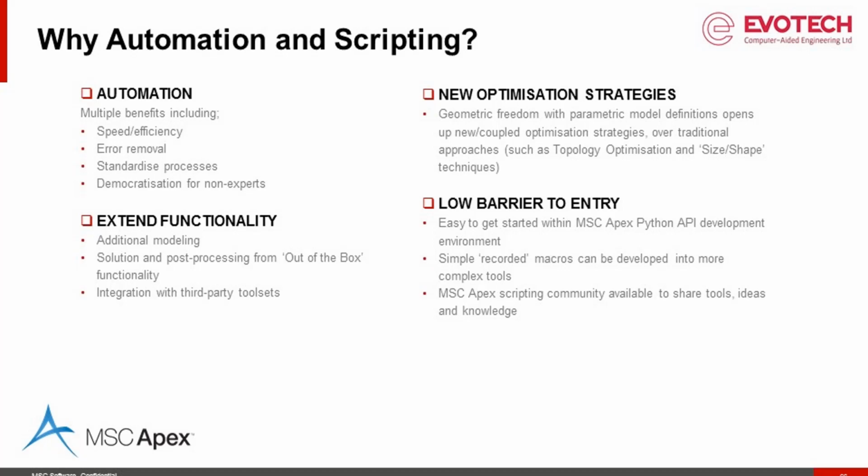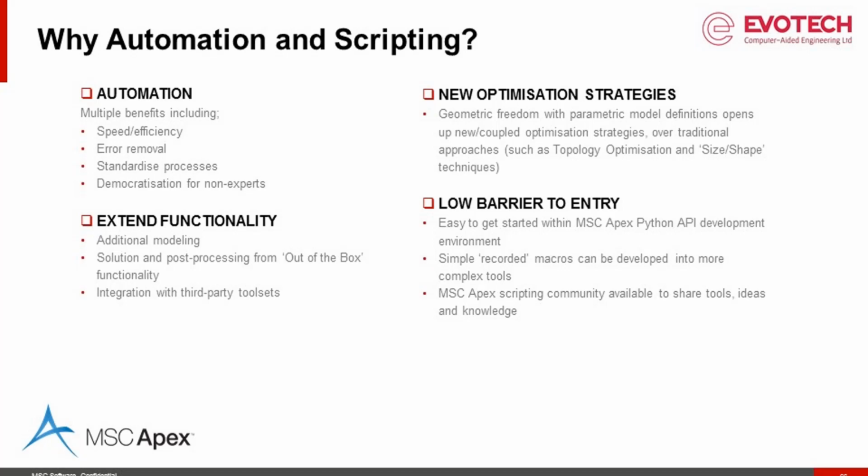New optimization strategies. So I thought this was an interesting section, in the sense that with a fully parametric model gained through the use of automation and scripting, this potentially opens up new and coupled optimization strategies over traditional approaches. So traditional approaches being topology optimization and size and shape techniques. But if you've got full user control of the overall geometry and many other aspects, loading, material types, that type of thing, then it opens a lot of input in terms of optimization.